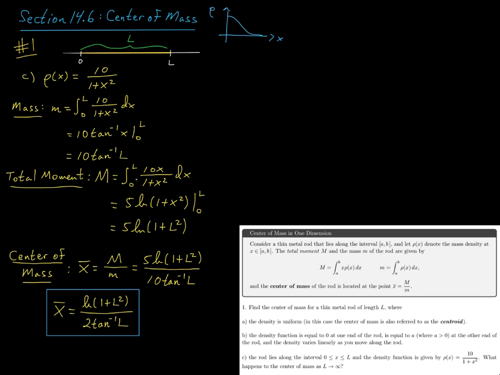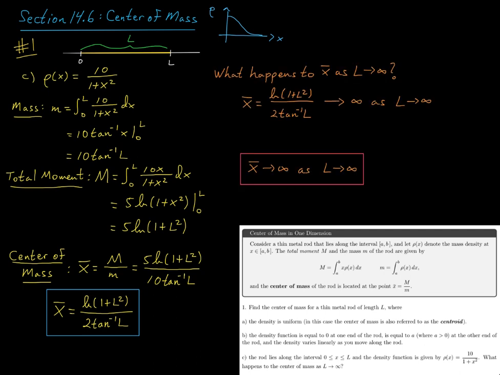Now for the total moment, you're going to do x times the density, so that'd be 10x over 1 plus x squared. That's a logarithmic integral, and you could do it by a substitution or basically a chain rule in reverse with the logarithm, and you wind up getting 5 times the log of 1 plus L squared. And the center of mass then is just the ratio of those two. So that simplifies to the log of 1 plus L squared divided by 2 times the arctan of L.